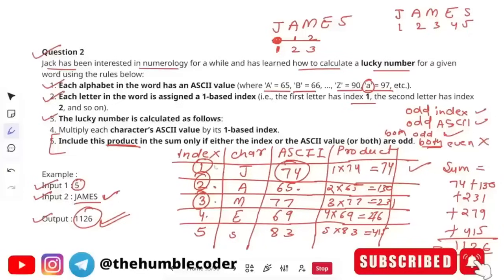Now the product values need to be summed up, but based on a condition: either your index value or your ASCII value should be odd, or if both are odd, then also it is fine, but both should not be even. If both are even, then you cannot take that product value in your summation, okay. And based on that, we have calculated our sum value, and the final sum value is our final answer.